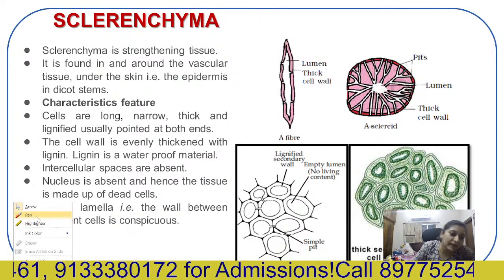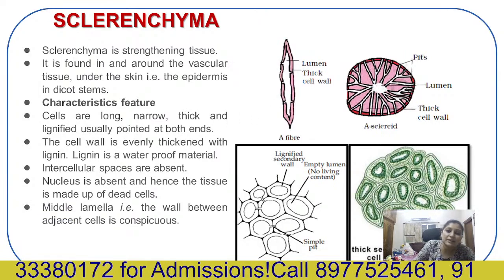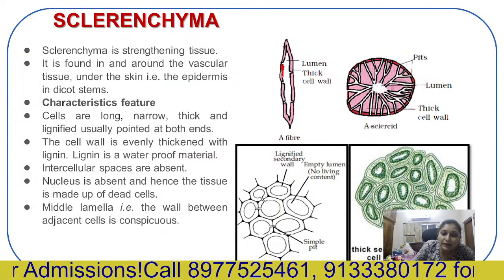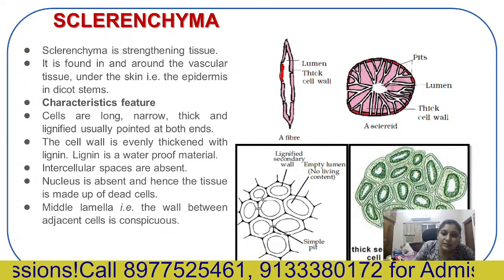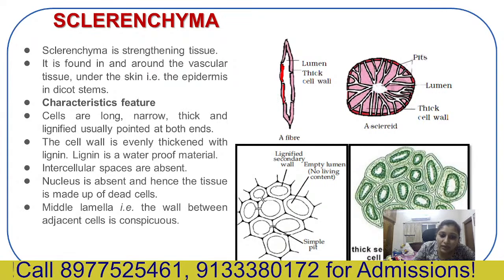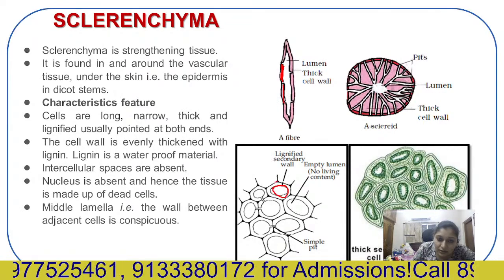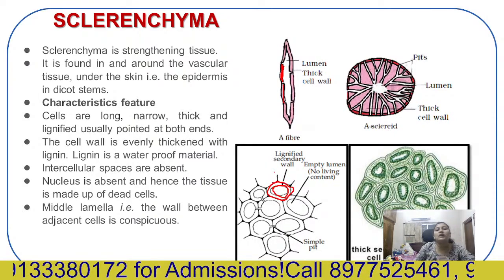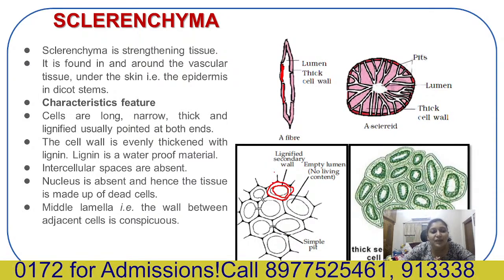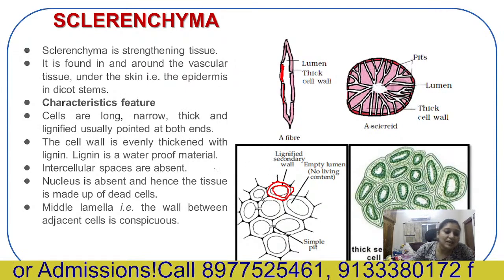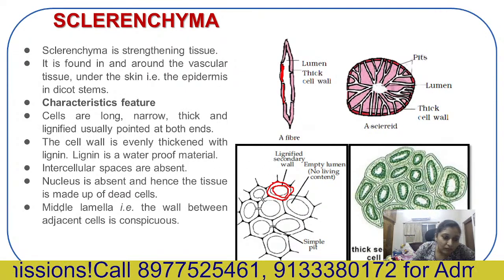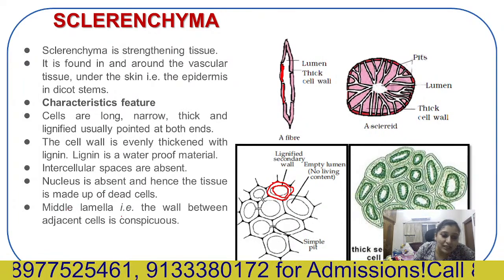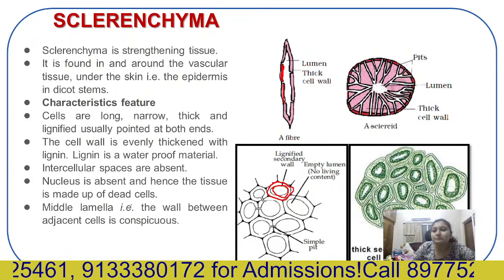See, now complete deposition is completed. At the angles it had started. Now it is completely a double cell wall. Secondary cell wall is formed. You can see here two layers. This is how the complete cell wall is lignified. Now it becomes dead. There is no nucleus. So this is completely dead tissue. The middle lamella, the wall between the adjacent cells, is conspicuous in this case.